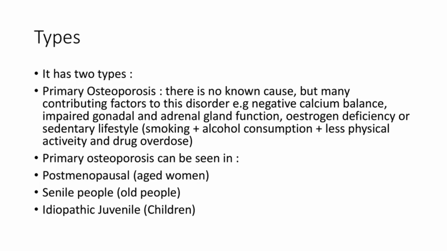In primary osteoporosis, we have no known cause, but there are some contributing factors to this disease, like negative calcium balance, impaired gonadal and adrenal gland function, estrogen deficiency, and sedentary lifestyle. It's explained in these types: post-menopausal, meaning in aged women, and senile, meaning those people who are aged, and then we have idiopathic juvenile osteoporosis that is in children.